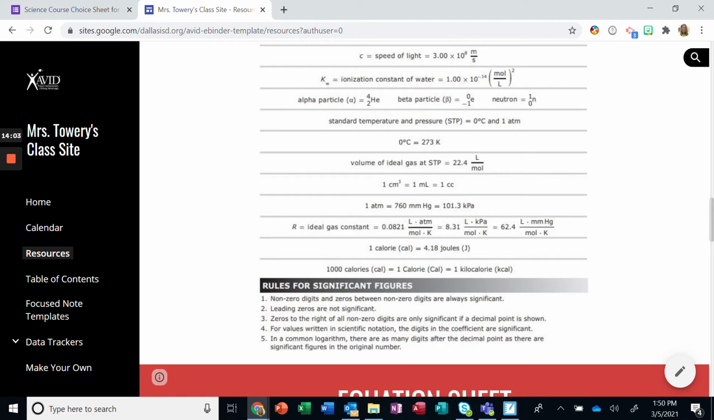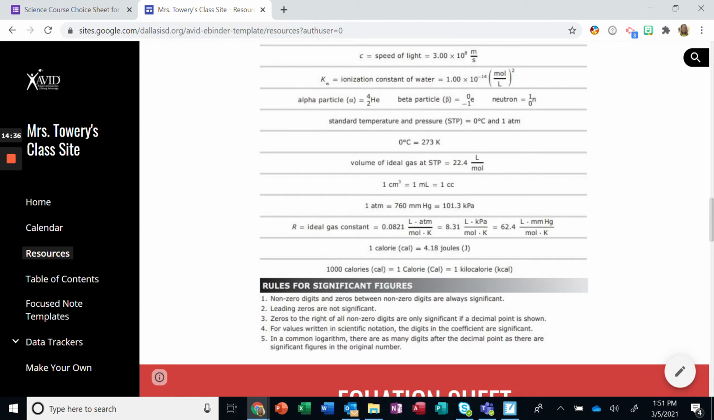All right. If you look right here, here are the R values. Now, in order to decide which R value you are going to use, you have to look at the pressure. So we have ATM here, kPa here, and mmHg here. That's the only difference in the units. So the pressure unit is what determines which one you're going to use.